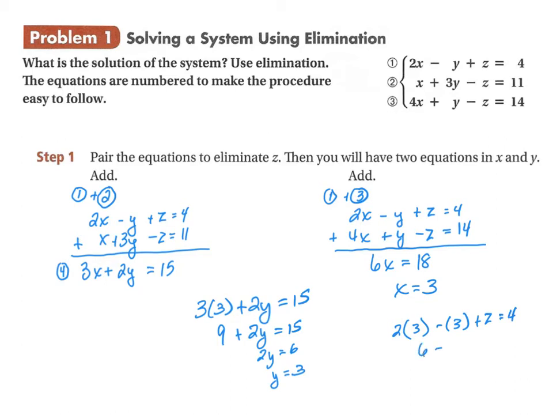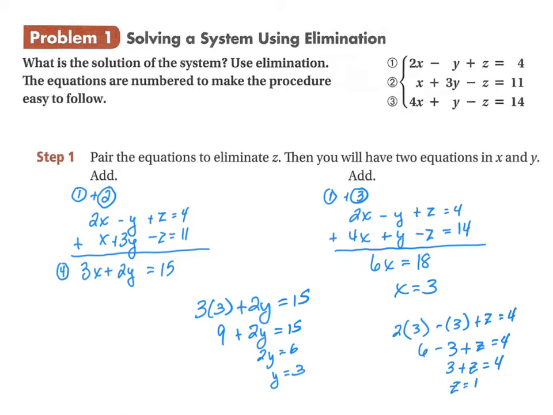And I get 6 minus 3 plus z equals 4. Subtract the 3, you get 3 plus z equals 4. Better put some lines on my z so you guys don't think they're 2's. And I get z equals 1.